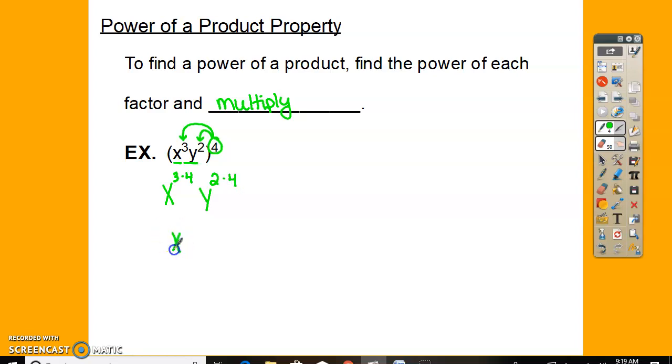So this becomes x to the 12th power, y to the 8th power. And this is all just one answer. Okay, there's no symbol between here. These are technically being multiplied together. So it's really x to the 12th times y to the 8th.